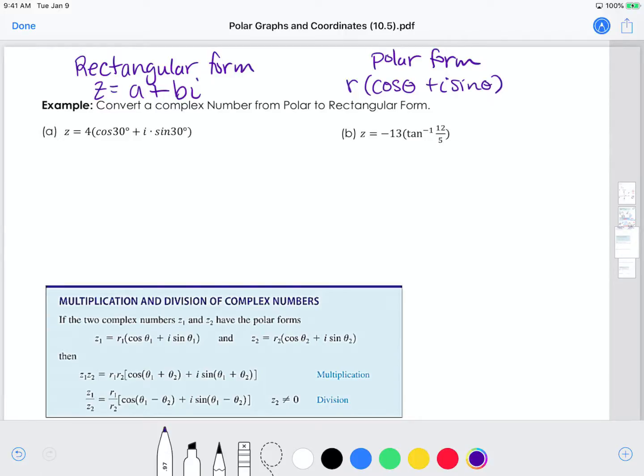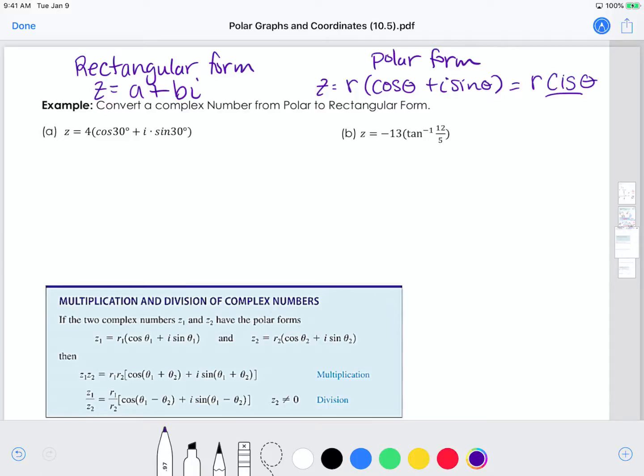So we have the absolute value of the complex number, which is the r. Or the other way you could look at it is the distance from the center out to the point. And then we multiply that by cosine of the angle plus i times sine of the angle. And there's a shorthand way to write this. You could write it r cis theta. And the cis stands for cosine i sine theta.